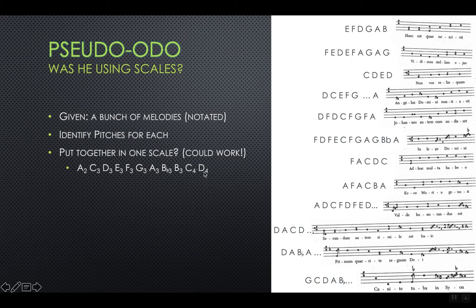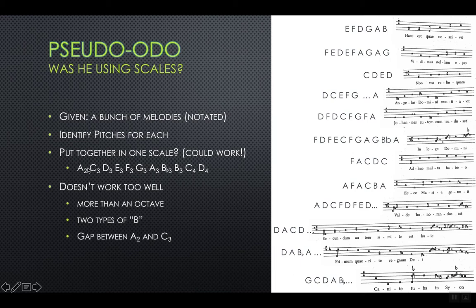So is that a scale? It doesn't really work too great as a scale. It's more than just an octave, right? From A2 past A3 all the way to D4. So it's an octave plus almost another half octave. There's two different types of B in it, a B flat and a B natural. And then there's a gap between the A and C that has no B at all.